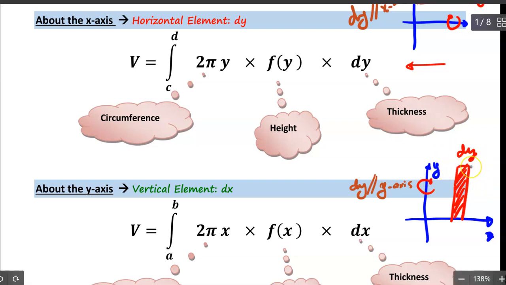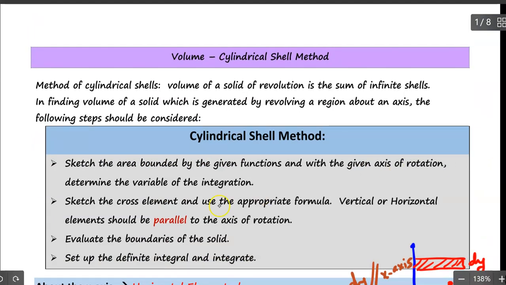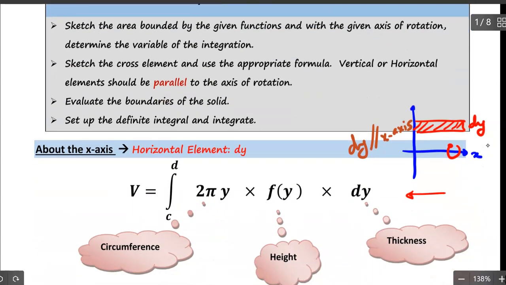How do we get this element? It's because we follow the step that it has to be parallel to the axis of rotation. Then we evaluate the boundary of the solid, and we set up the definite integral to integrate. So the rest is simple. We just want to make sure that we get the step correct in this case.